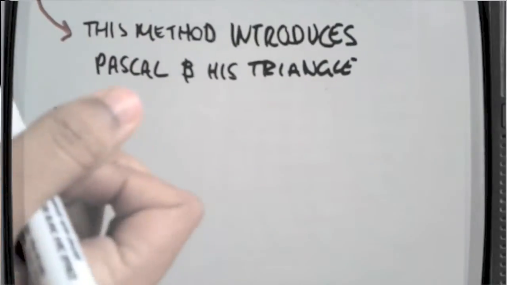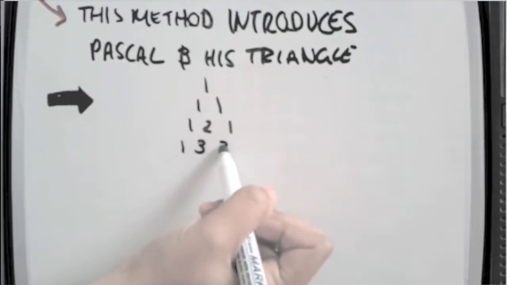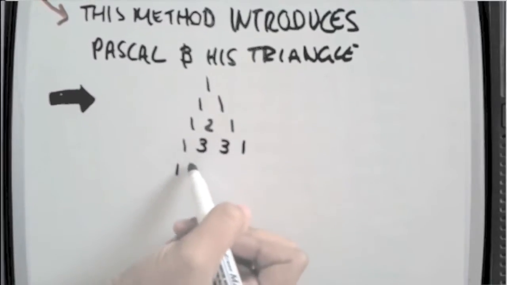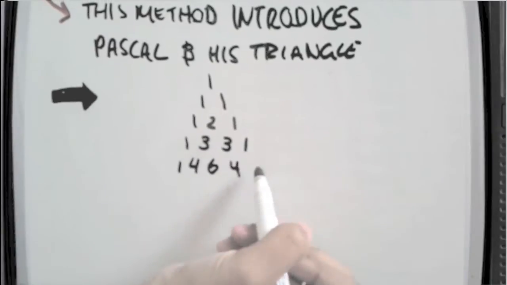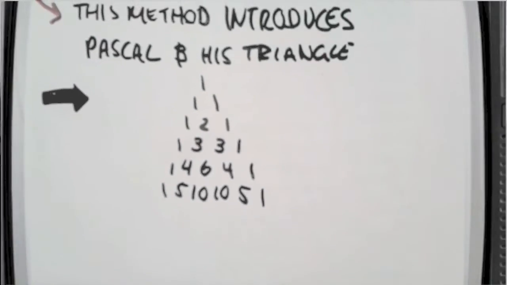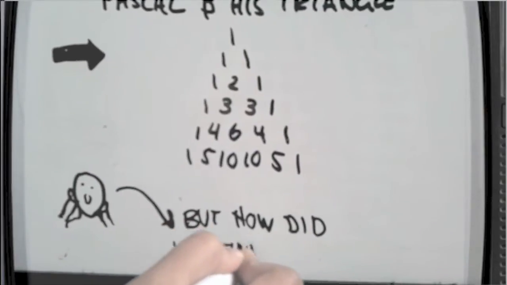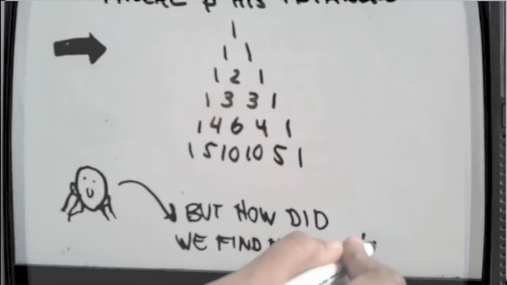So here we can see that it's 1, 1, 1, 1, 2, 1, and the triangle continues. The pattern in this triangle is that the two previous terms add up to the next entry in the next row. So we see that 1 and 1 makes 2, 2 and 1 makes 3, and so on. That's how we find out where the numbers come from.